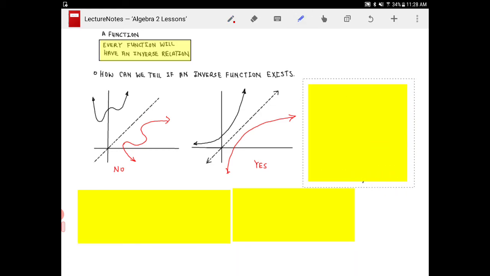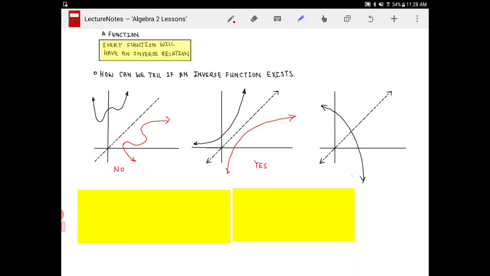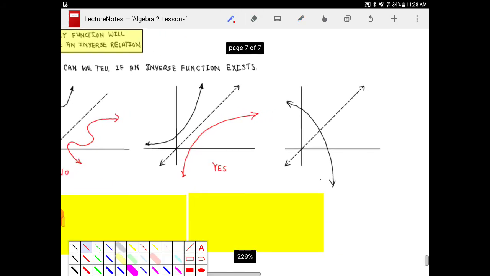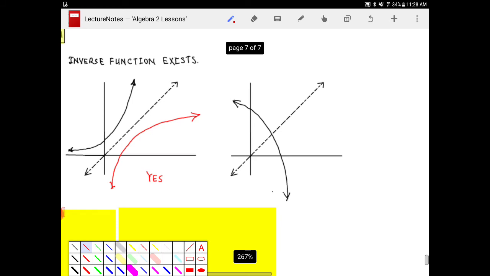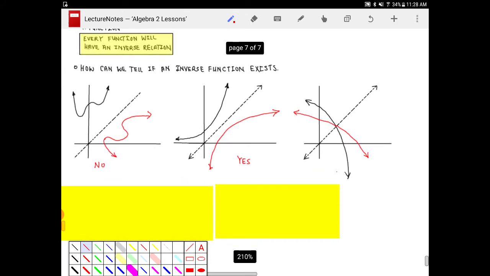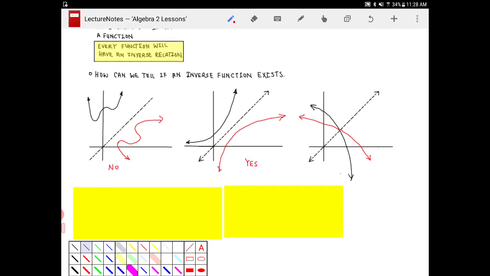Let's take a look at the last scenario. Whoa, this looks a little different, right? How do we know if an inverse function actually exists? Again, I'm going to try my best to draw this. So it's going to look something like this. Okay, so is this the inverse function? Is that a function? And you would say yes again.